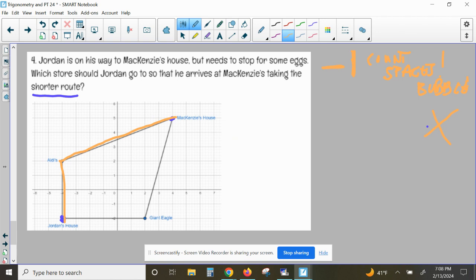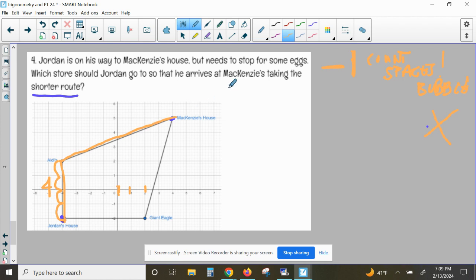If I'm coming from Jordan's house, I always check my numbering, and it looks like it's going 0, 1, 2. So each one of these bigger blocks is counting by ones. I'm going to start at Jordan's house and count up: 1, 2, 3, 4. So it is 4 blocks, or 4 miles, or whatever unit of measure this is, to go from Jordan's house to Aldi's. Now, going on this diagonal, we cannot count bubbles.